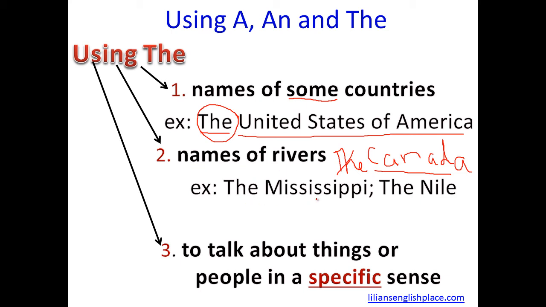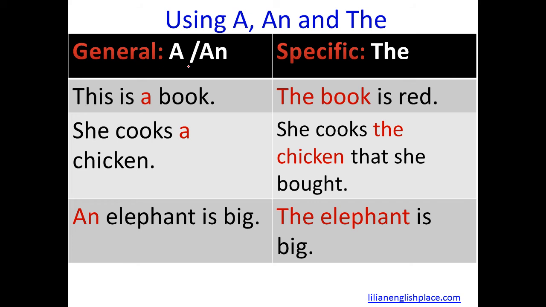We use the with names of rivers. We have the Mississippi, we have the Nile. We also use the to talk about things or people in a specific sense. Now remember, we just talked about using a and an with people or things in a general sense, and here we see specific sense. Let's look at that in detail. When we have general and specific, what does that really mean?